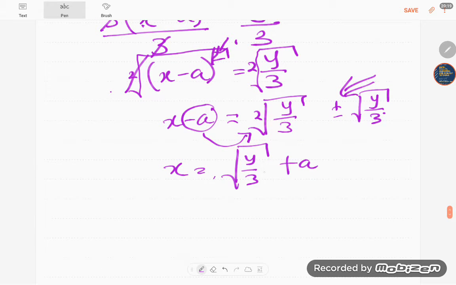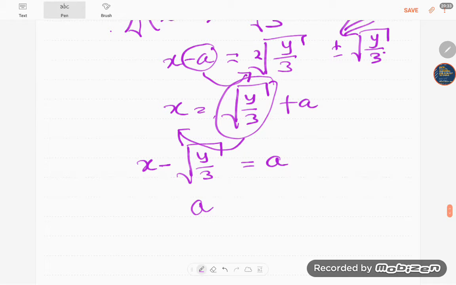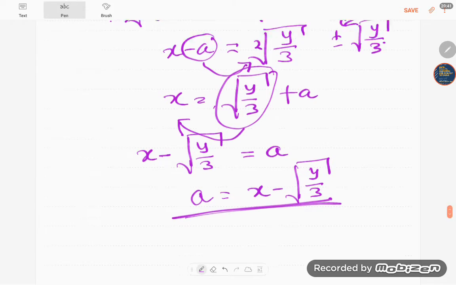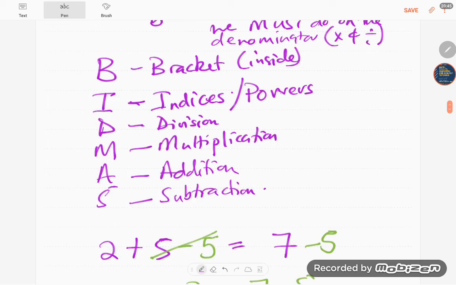And then what do I need? Now I need to transfer this to the left hand side, because I want to be left with just the a. So that gives me x minus the square root of y over 3 is equal to a, and expressly I can then write a is equal to x minus the square root of y over 3. That's my final answer. So that's my a expressed in terms of everything else. Okay, thank you very much. And let's look at what else we need to do.